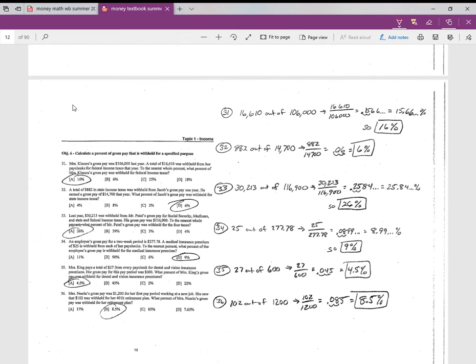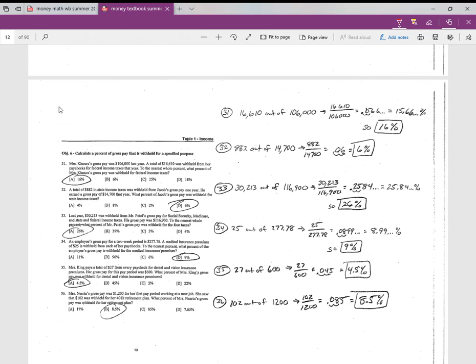The first objective, objective 6, calculate a percent of gross pay that is withheld for a specific purpose. So a certain amount of monies are withheld for taxes or insurance or investments, and we want to figure out what percent of our gross pay is held for a certain purpose. We are going to use a form of the percent equation.